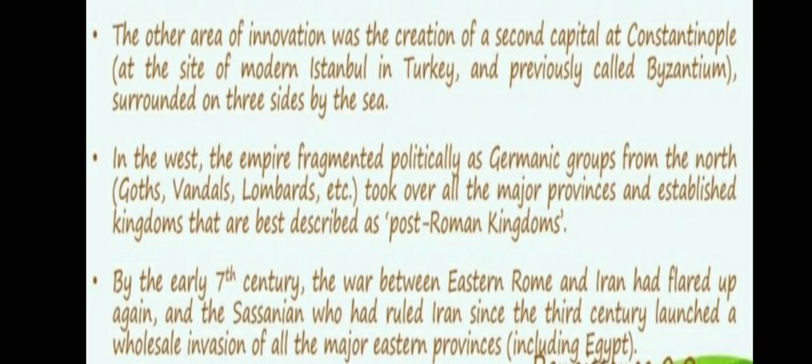In the West, the empire fragmented politically as Germanic groups from the north took over all major provinces. Who were these? Goths, Vandals, Lombards, etc. They established kingdoms that are best described as post-Roman kingdoms. By the early 7th century, the war between Eastern Rome and Iran had flared up again, and the Sasanians, who had ruled Iran since the 3rd century, launched a wholesale invasion of all the major eastern provinces including Egypt.